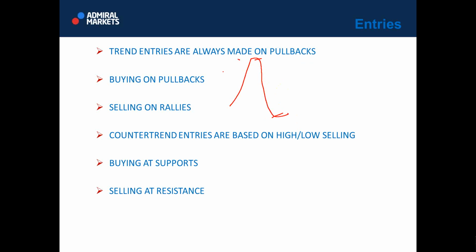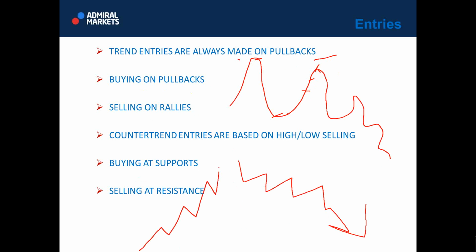Buying on pullbacks is one thing, selling on rallies is another thing. What is selling on rallies? If the price is going high, you wouldn't sell it there or there. You would basically sell it just a little bit off there, close to resistance. Now, that means if you're following a trend, and this is a trend.